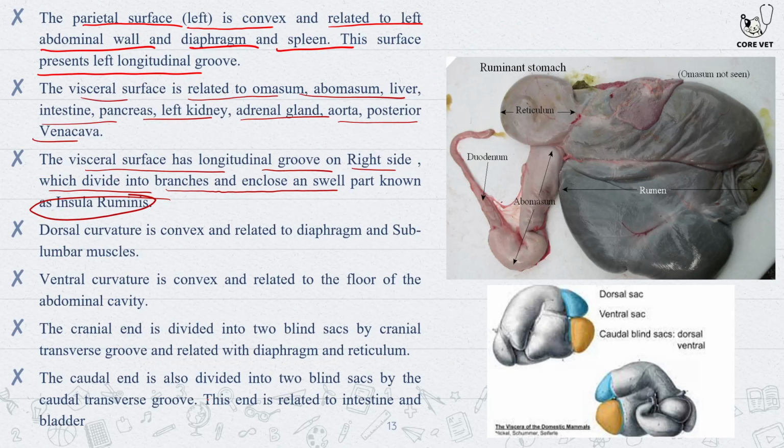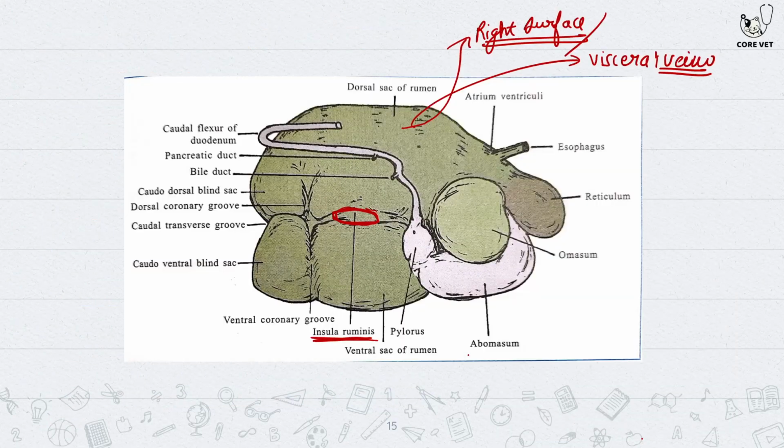So what the line was saying is that the longitudinal groove on the right side divides into branches and encloses a swollen part known as the insula ruminis. I hope through this diagram you are clear that there is a longitudinal groove. This is the longitudinal groove, and it encloses a swollen cavity known as the insula ruminis.